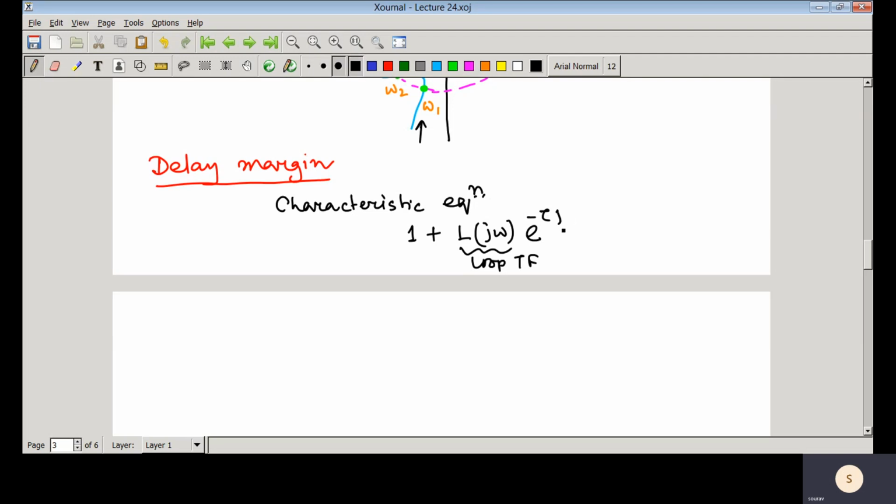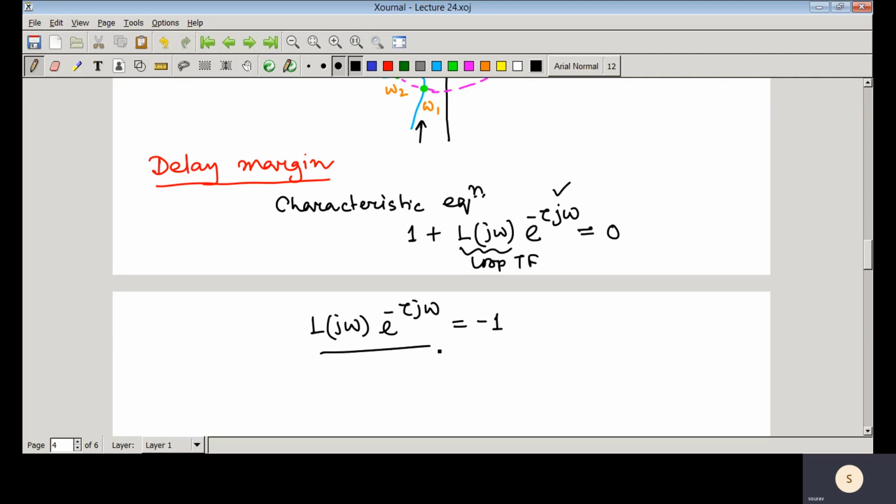That means at s it would be j omega, so that one would be equal to 0. So this is that characteristic equation. Whenever there is no delay, this term would not be there. But whenever there is some delay, the characteristic equation would be this one. So now we can see from here that with delay term e to the power minus tau j omega, this one is equal to minus 1.